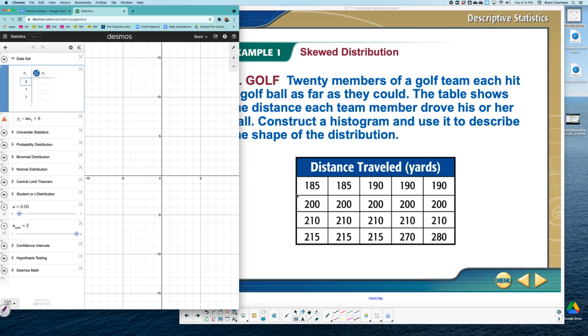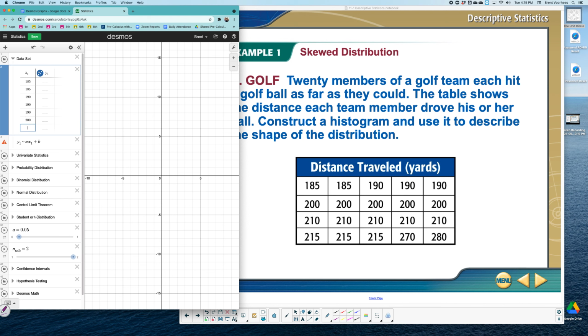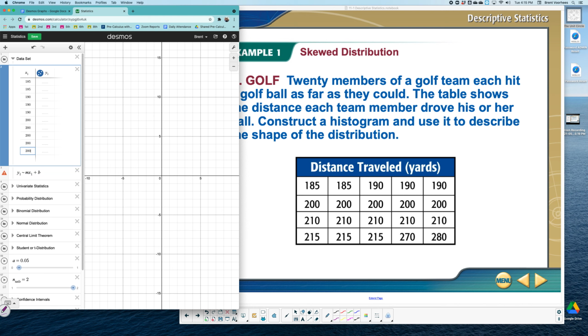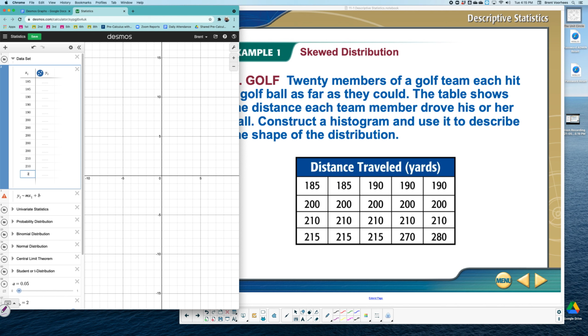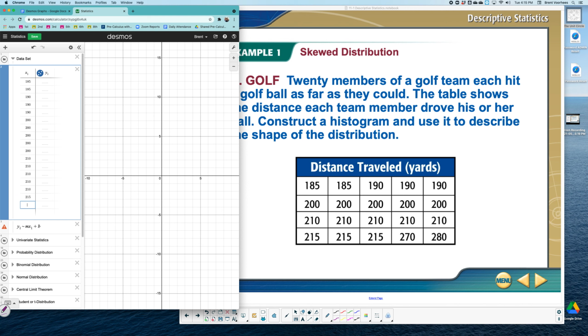I'm just going to leave it all as X. So I have 185, another 185, then 190, 190, 190. Got the first 5 in. Now 200, 200, 200, 200, 200. That second row is pretty easy. Now we have a 210, another 210, 210, 210, and a 210. That one was easy as well, 5 all 210. Now we have a 215, 215, 215, 270, and 280. Two people really know how to drive that golf ball. So I have my values in here.